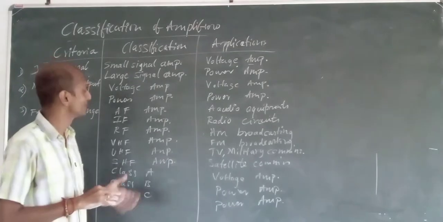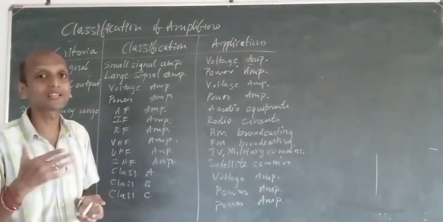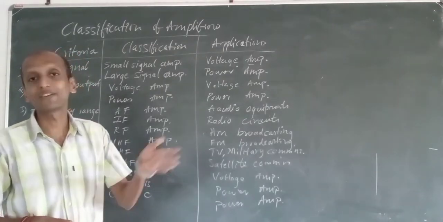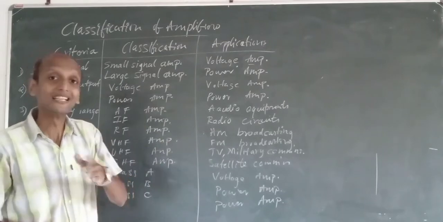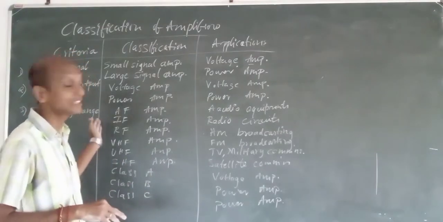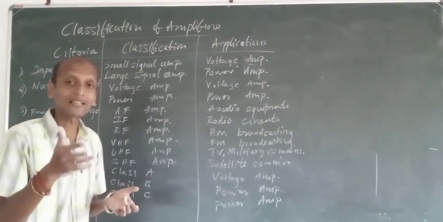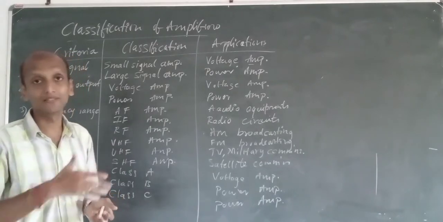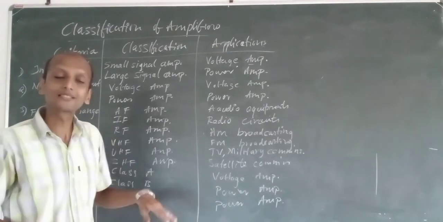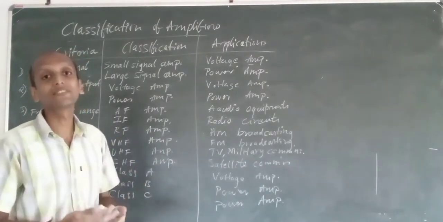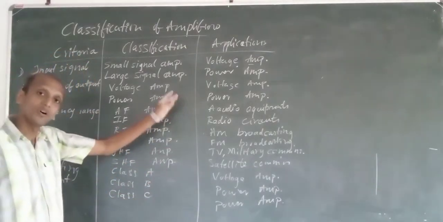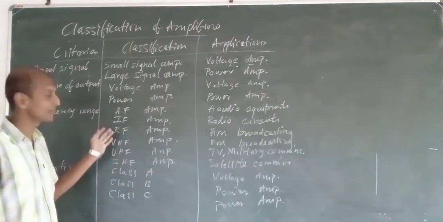Wirelessly. You may be knowing about the radio, isn't it? On the radio, different channels will be there. So we have different radio broadcasting channels. They will be given different frequency bands. Different applications of communication are given different frequency bands. Such frequency bands are given different names. So depending on the frequency range, we have this classification of your amplifiers.